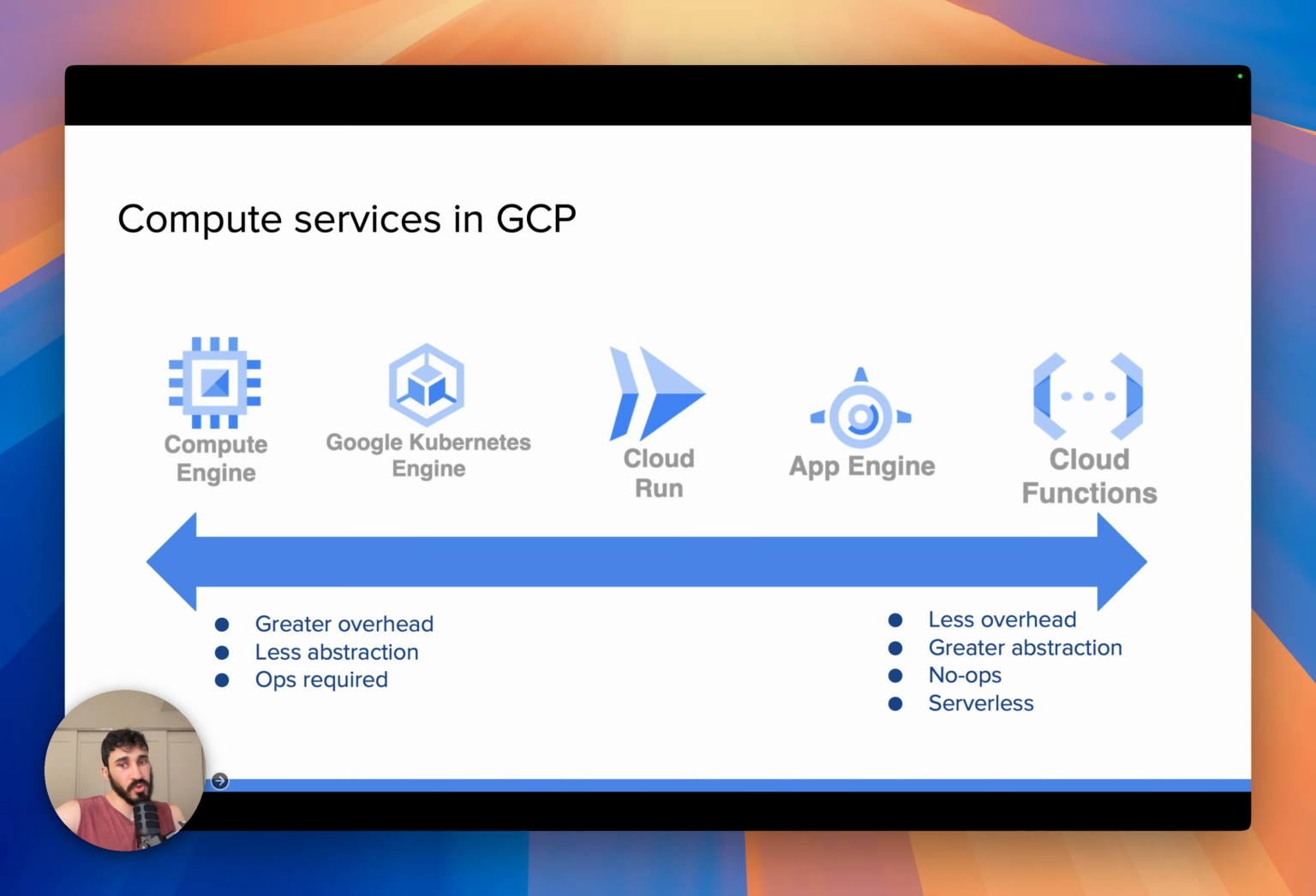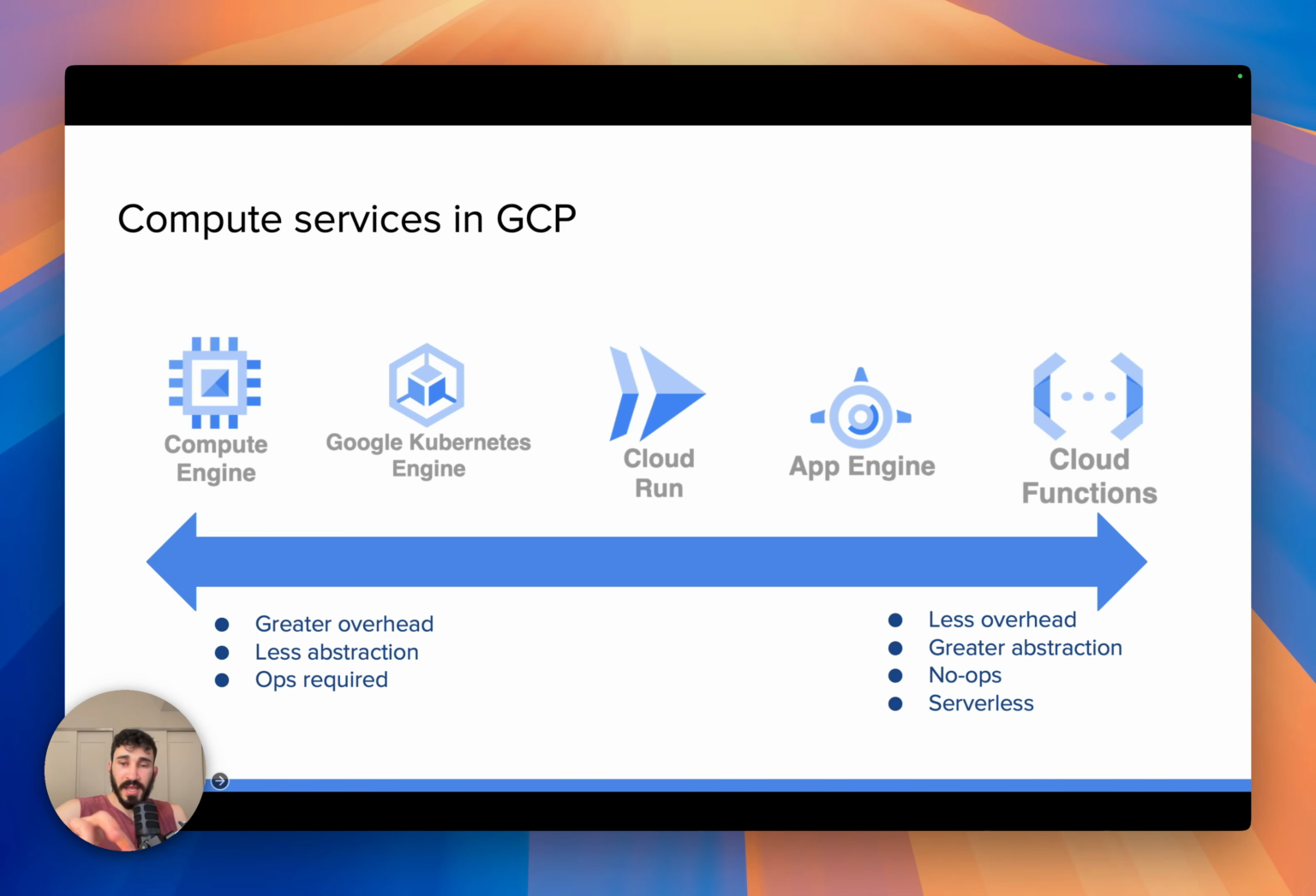Then we move to Cloud Run. Cloud Run is a fully managed compute platform that automatically scales your stateless containers. So it's really good for developers that are looking for a simple way to deploy their applications with minimal overhead, and you don't have to worry about managing the underlying infrastructure at all or scaling. It handles all of that for you. You just have to package up your container and deploy it.